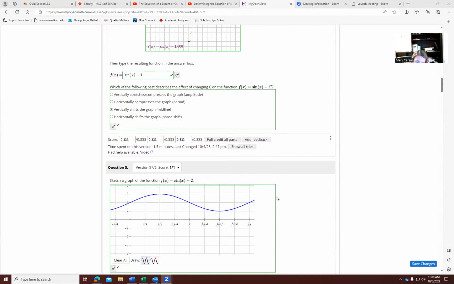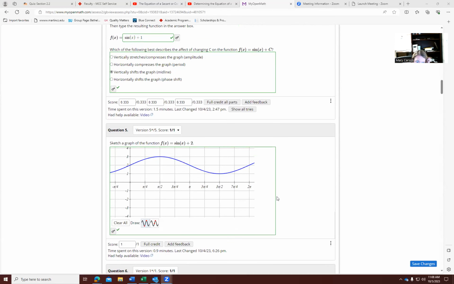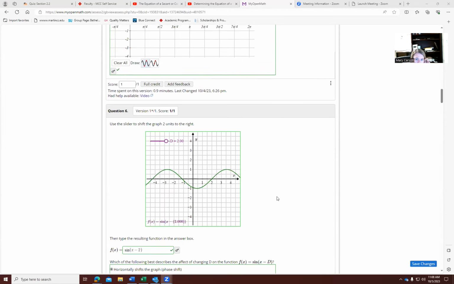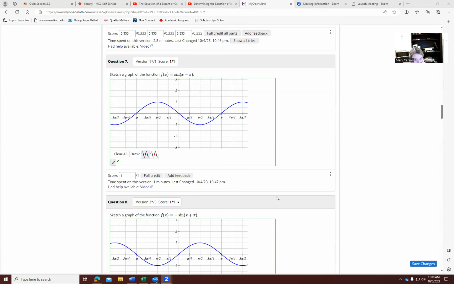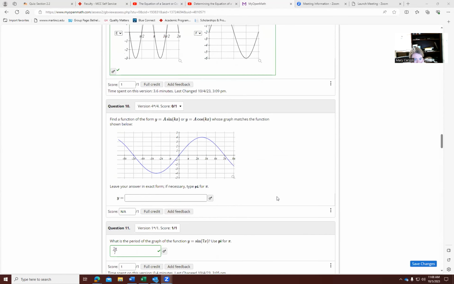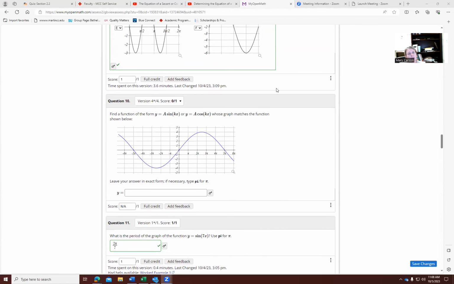Problems that you were working on, struggling on. Let's see, which question was it? Question 10, I believe. Okay. These were the ones I think that you struggled with, just being able to pick out the equation from the graph.